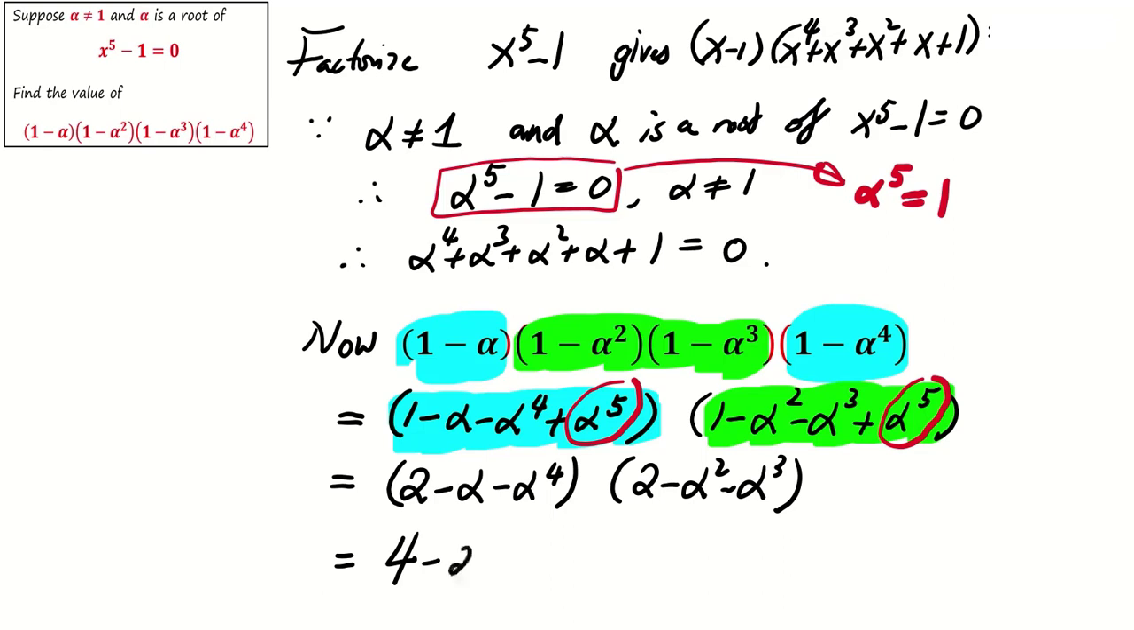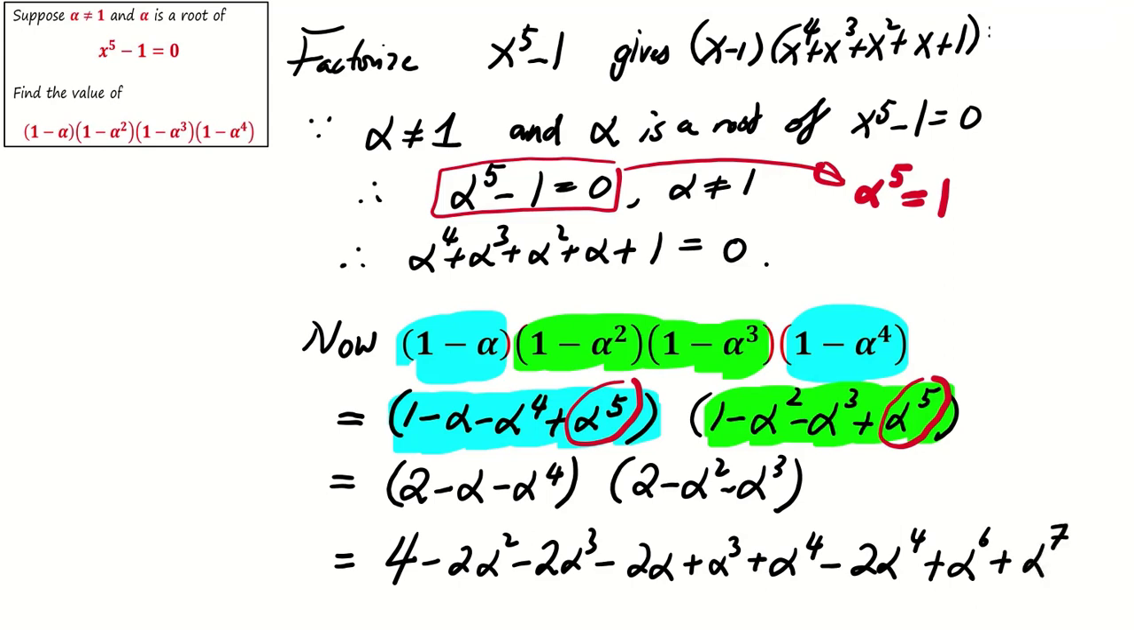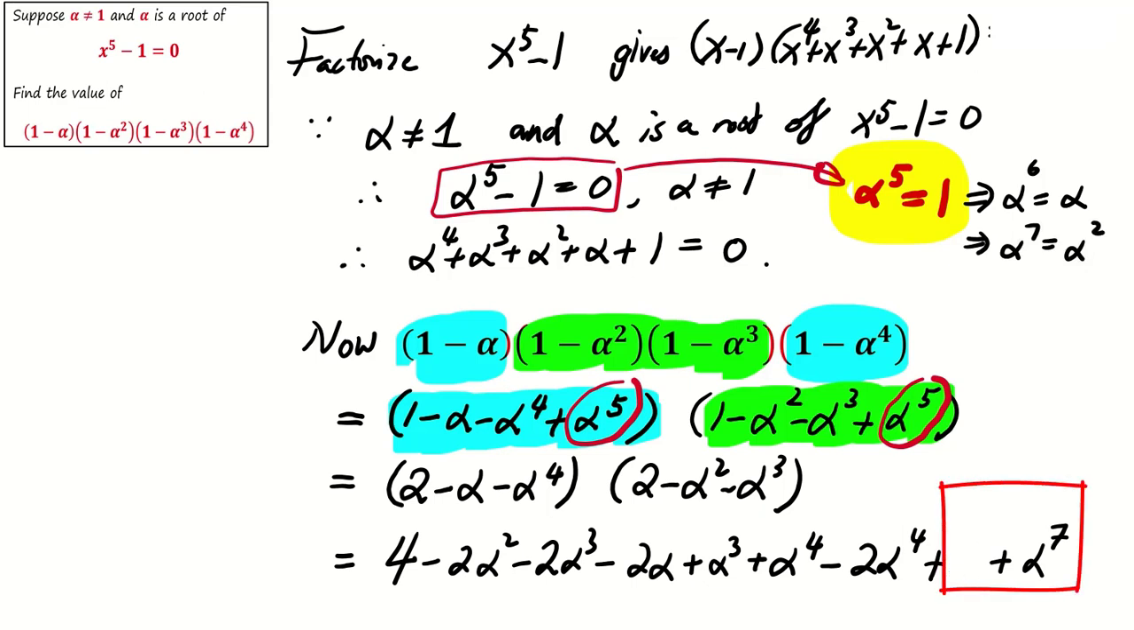Now expand it and do it carefully. We obtain the following. Again, alpha to the power 5 equals 1 implies that alpha to the power 6 equals alpha and alpha to the power 7 equals alpha squared. Change these last two terms and simplify the terms according to their powers. We obtain the following.